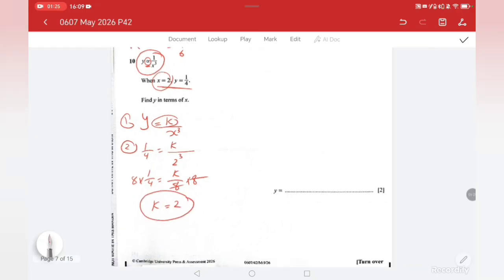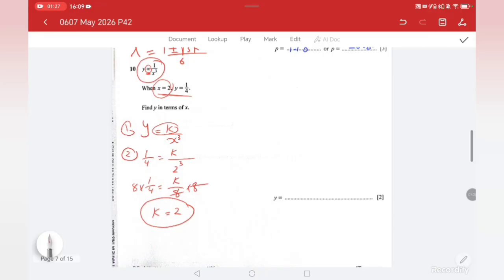Now step number 3, rewrite the formula again, but write the value of k, which is 2. So y equals 2 over x cubed. In many questions after finding this, they ask you to find y when x equals something else, or sometimes to find x if y equals something. Here it is easier and shorter.